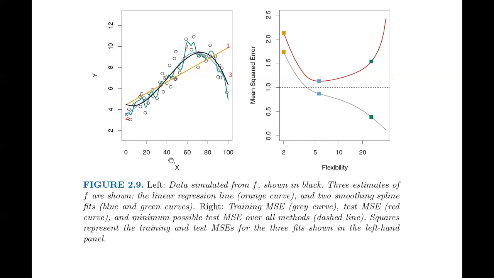3 estimates of f are shown. I'm going to refer to them as gold, blue, and green. The linear regression, actually, let's use their colors, orange, and 2 smoothing spline fits, blue and green curves. And this is the mean squared error. But I'm not entirely sure why we have 2 mean squared errors, for the test and the training. Look. So the gray is the training. And you would think that green is the best. Green has the lowest mean squared error. From the 3, green has the lowest.